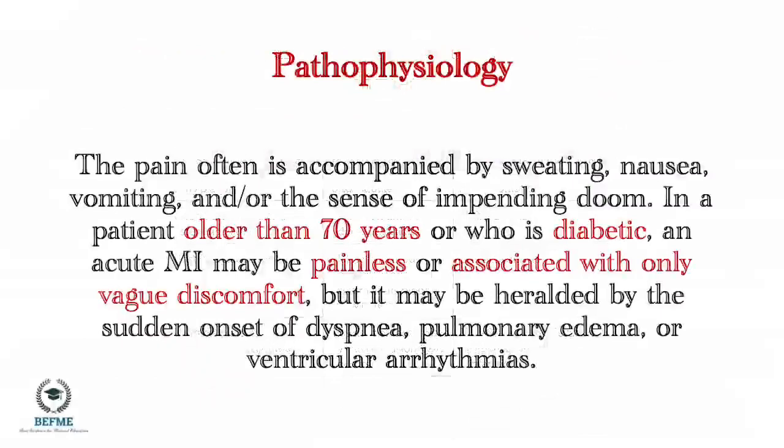The pain often is accompanied by sweating, nausea, vomiting, and/or the sense of impending doom. In a patient older than 70 years or who is diabetic, an acute MI may be painless or associated with only vague discomfort, but it may be heralded by the sudden onset of dyspnea, pulmonary edema, or ventricular arrhythmias.